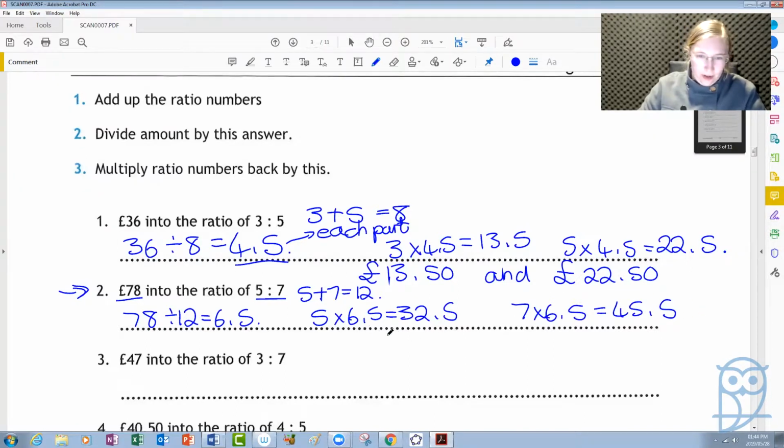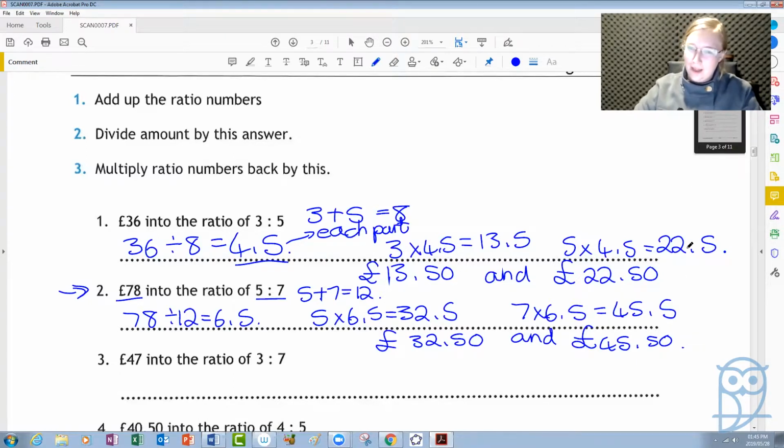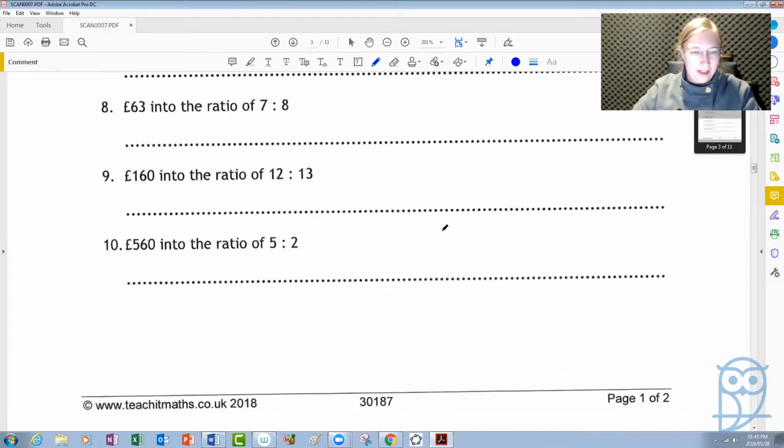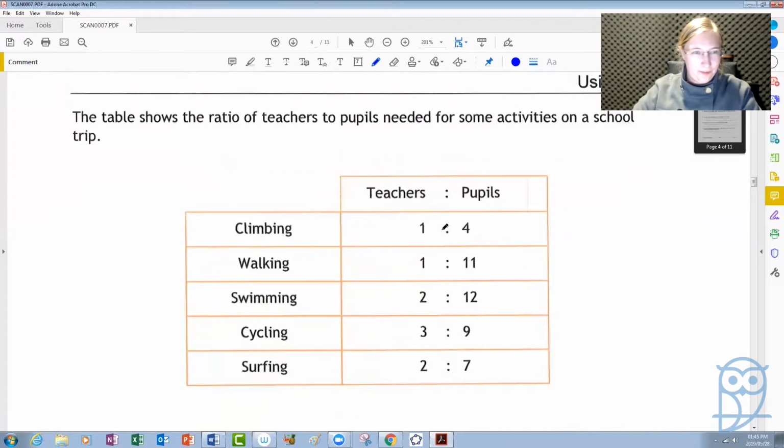So our answer then is we've got £32.50 and we have £45.50. Okay. So I will come do a few more of these if we've got some time at the end of the lesson, but we need to move on.